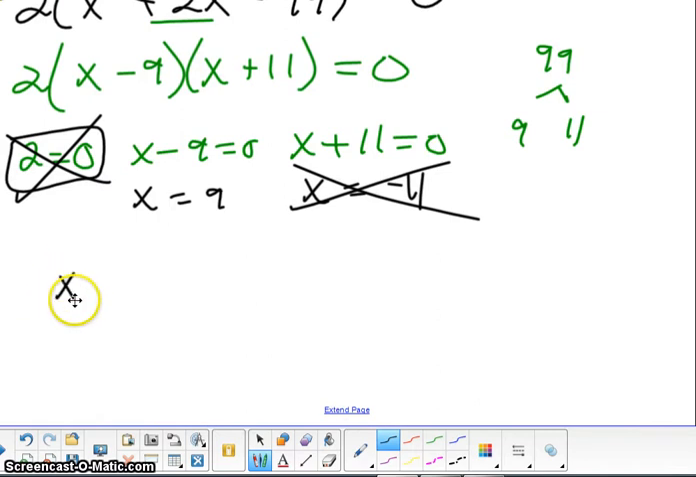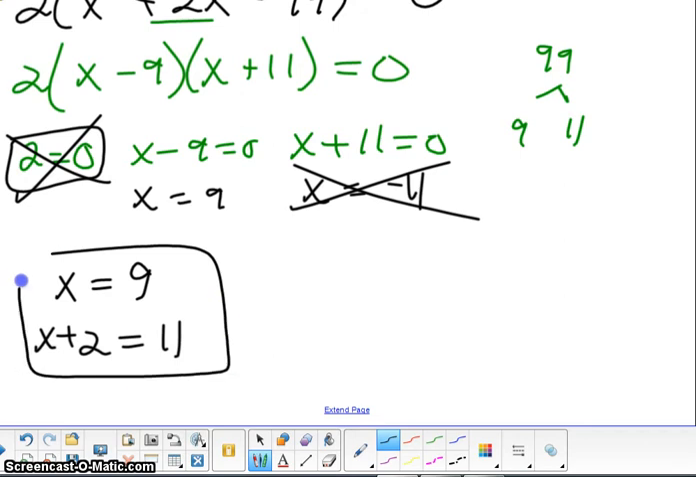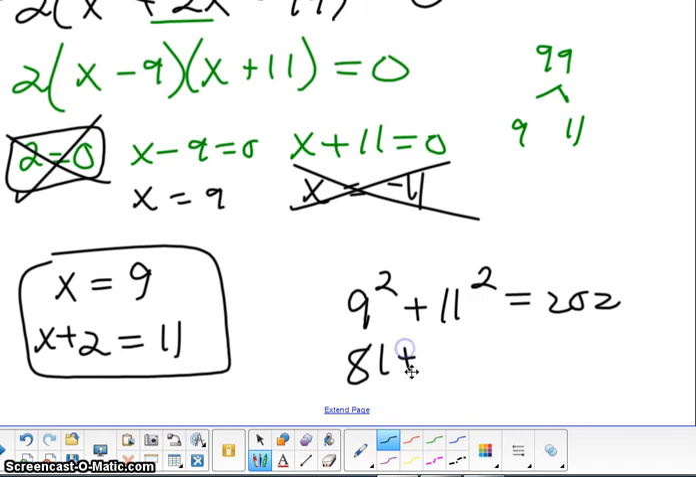And now let's just replace what we know. X is 9, x plus 2 is 11. So that would be your final answers, 9 and 11. Now if you want, you can go back to the original problem, the sum of the squares of 2 consecutive positive integers is 202. And just do the math, because 9 squared ends up being 81, and 11 squared ends up being 121. And when you add those together, you end up with 202. So that just checks to make sure you get the answer correct.